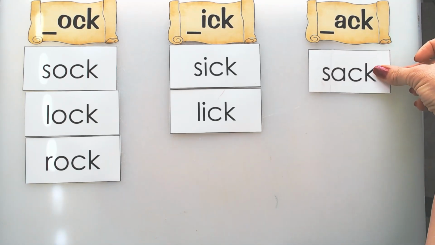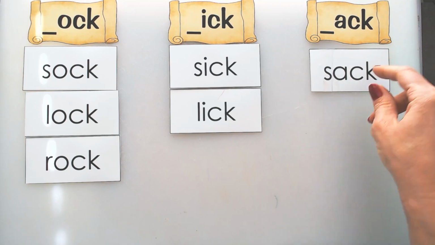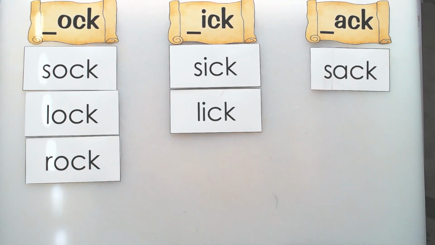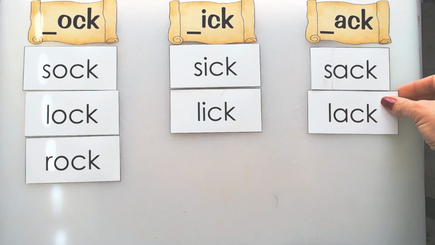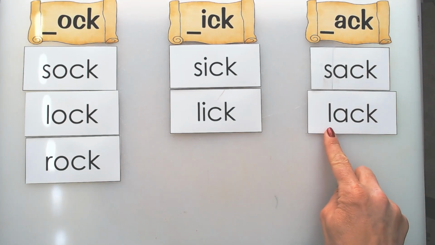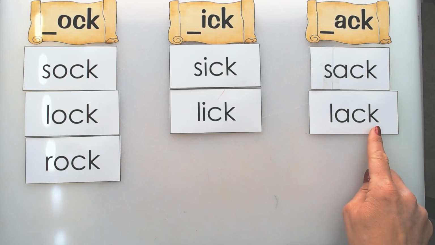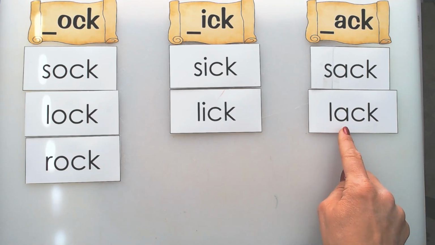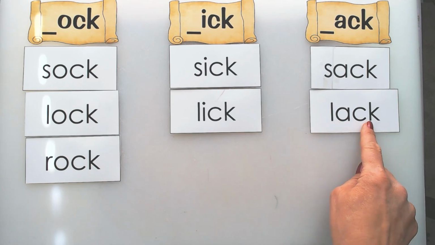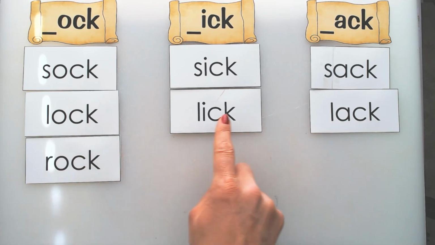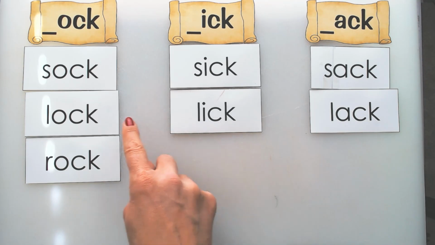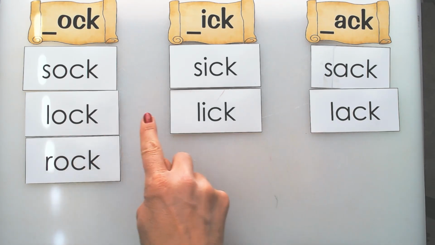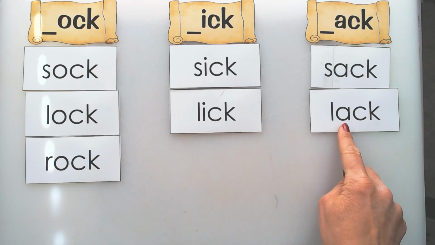Okay, let's do some in the ack family. Ack, and this one says sack. And this one says lack, black. The only thing that changed, like look at the word lack. Here's lack, here's lick, here's lock. The only thing that has changed is the vowel sounds in the middle. They're each in a different word family because of the vowel sound.